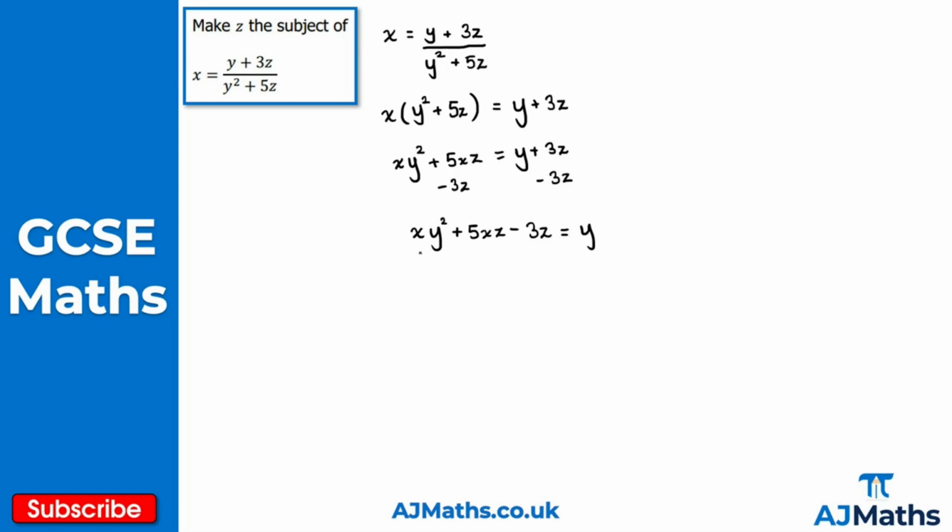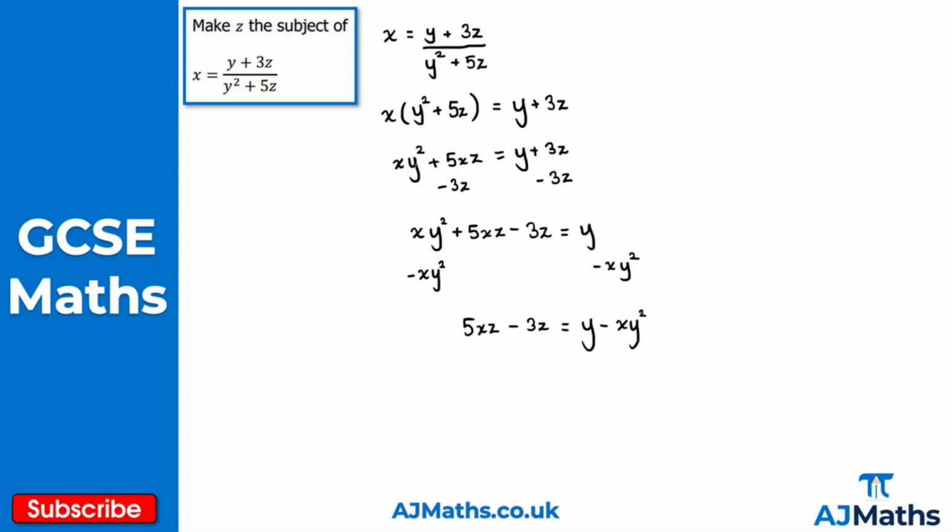So from here then, on the left hand side, what doesn't involve z now? Well, that would be the xy squared here. What I'm going to do then is subtract xy squared from both sides. In that case then, we're going to get 5xz minus 3z. That's my left hand side. On the right hand side here, we're going to get y minus xy squared.